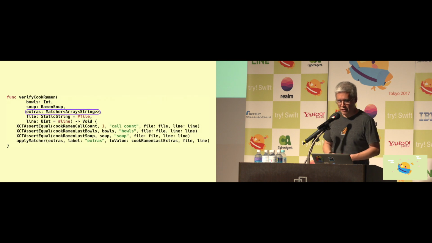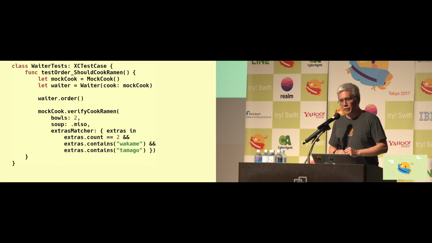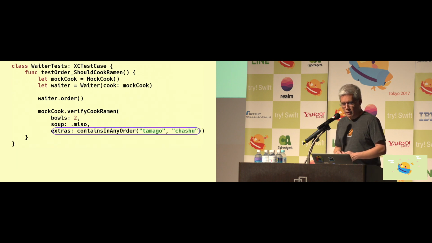This is how we call it in our verify statement. First, you see the argument type is a matcher of an array of strings. And then we call our new helper with the label extras. Remember, this is what our test code looked like when we just used a closure. This is what it looks like when we add OCHamcrest support.